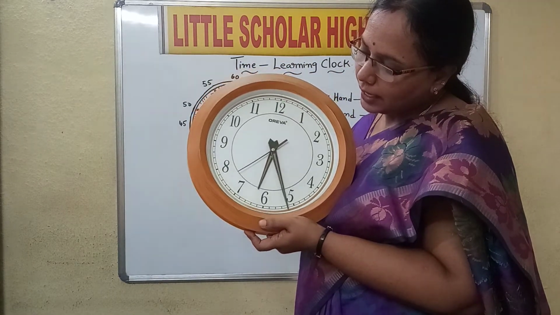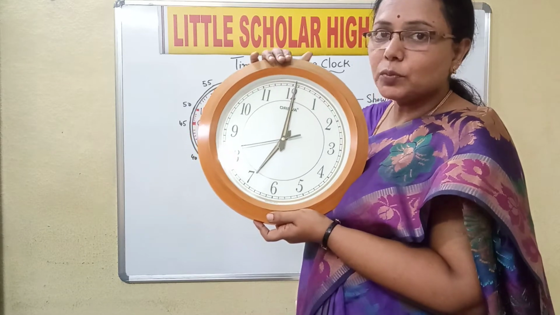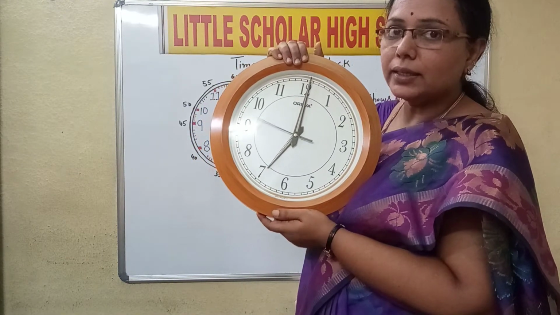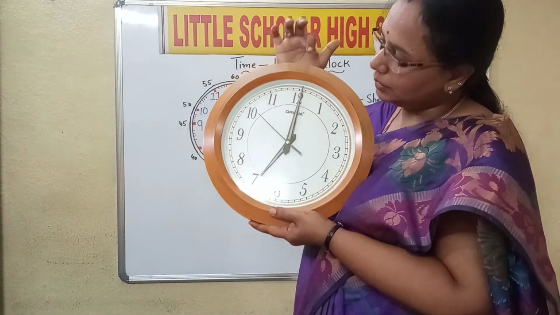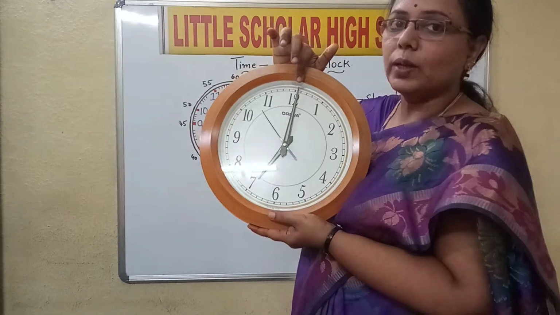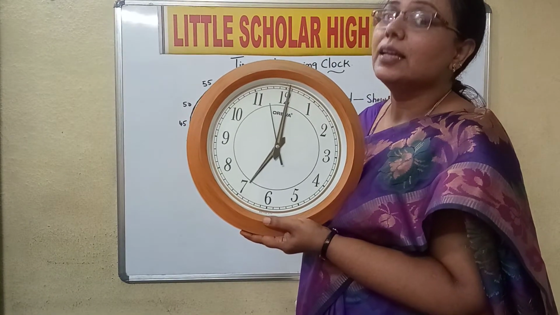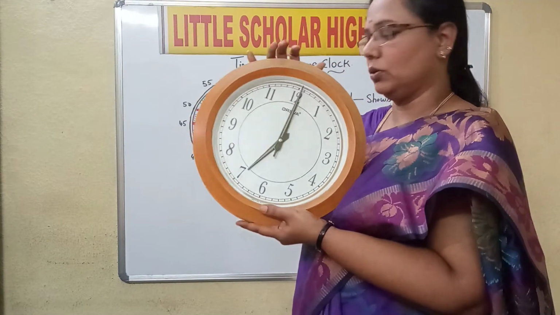Now you see, where is the small hand, children? It is on 7. The small hand is on 7. And where is the big hand? The big hand is on 12. So what is the time now? Which number is this? 7. So 7 o'clock.